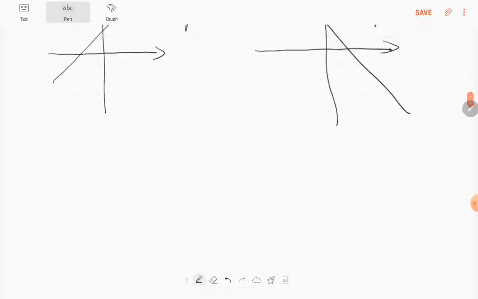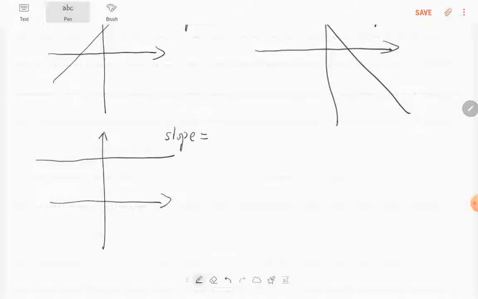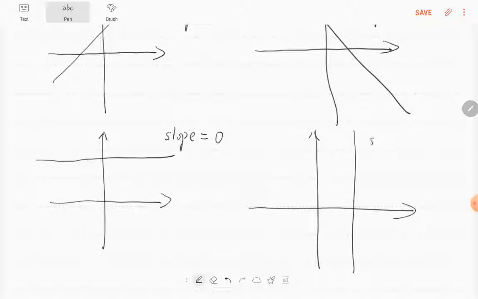Looking at a horizontal line, that means the y-value will not change, right? As x changes, the slope of this line is 0. If we have a vertical line, then the slope is undefined.